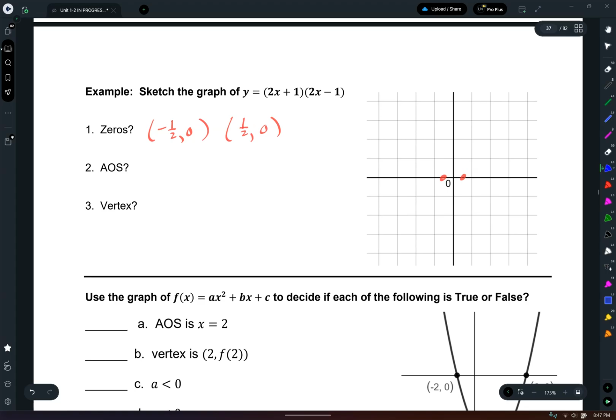Okay, remember the axis of symmetry is going to be in the middle. Well, the middle of negative 1/2 and positive 1/2 is going to be 0, which means the vertex is going to be 0 comma something. If I plug 0 in for each of these x's, I'm going to get 1 times negative 1 is negative 1. So right here. So my parabola does something like this.